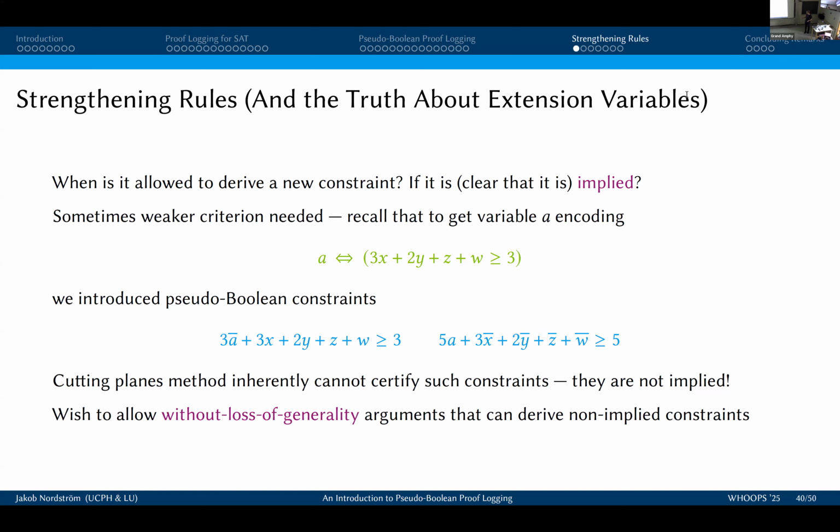But they're clearly fine, because A is fresh, it doesn't appear anywhere. Certainly it's fine to define A in this way. So we need proof rules that would allow me to do this, and in general, that would allow me to do without loss of generality reasoning.